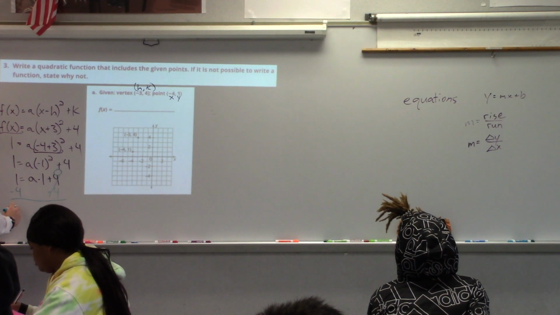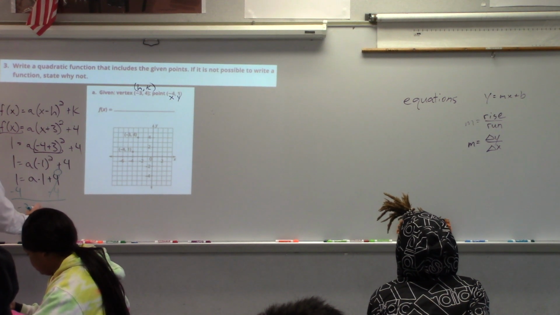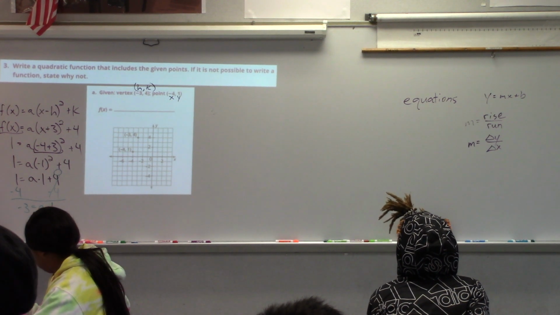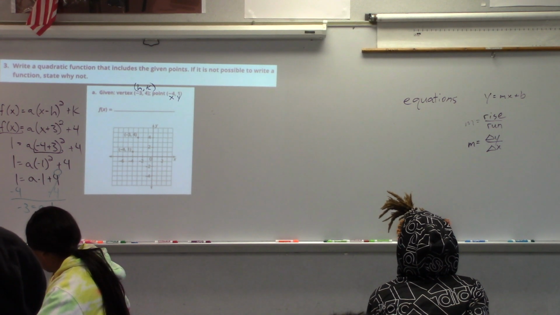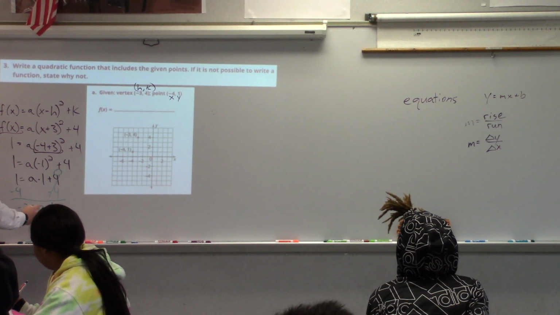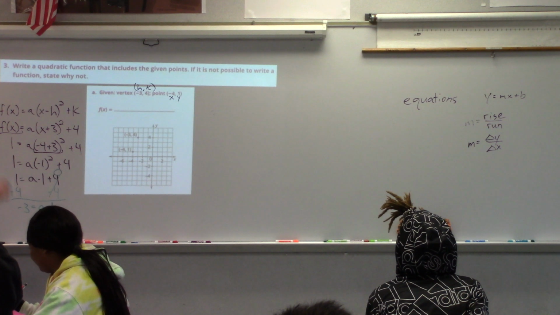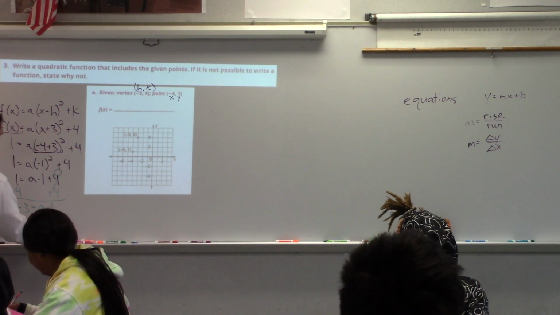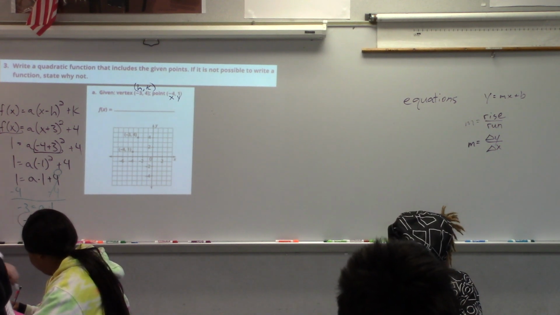1 minus 4, -3, equals A times 1. Divide by 1. Do I really need to divide by 1? No, you already know. What's A times 1? One. I mean, A. So, A is -3.